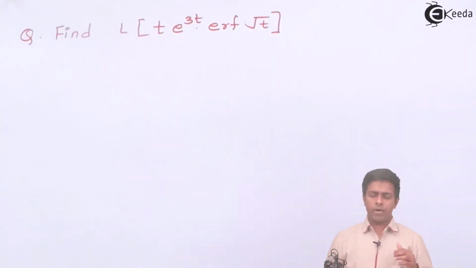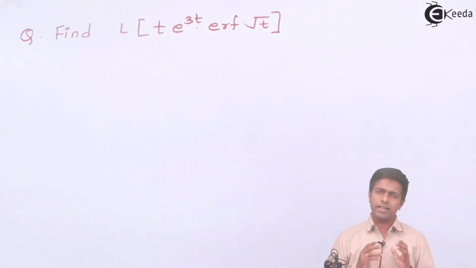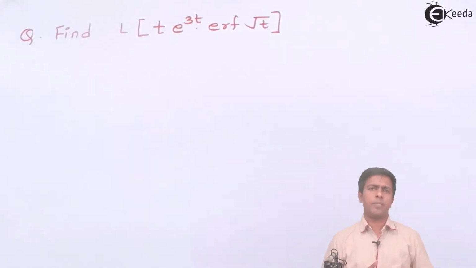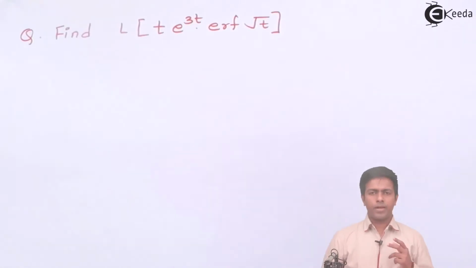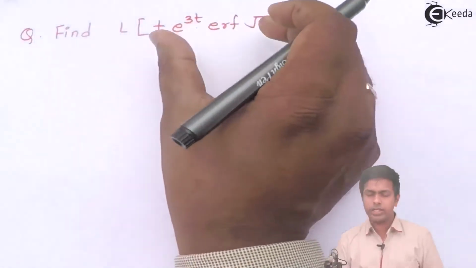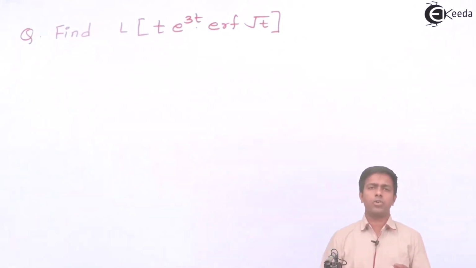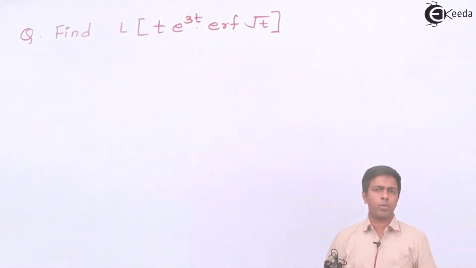So let's first think about which property we must use here, and then let's see the formula of Laplace of error function of root t, which I had covered in the previous video. This question is in the form of t into f of t. If you consider these two functions together as f of t, then this becomes t into f of t, and it looks similar to the multiplication by t property.